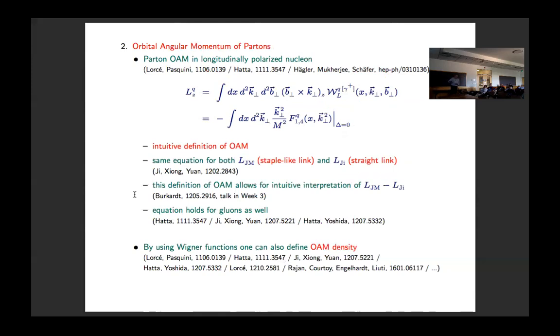This definition has also been used by Matthias Burkardt to get an intuitive interpretation of the difference between these two orbital angular momenta. I don't want to get into that. And it holds for gluons as well. Moreover, and I think one could give more arguments here, we can not only calculate the number, but with the Wigner functions, we have a chance in a very nice way to talk also about the density of orbital angular momentum. All right, so Yoshitaka already suggested in this paper that this could be used to calculate in particular the Jaffe-Manohar orbital angular momentum on the lattice.